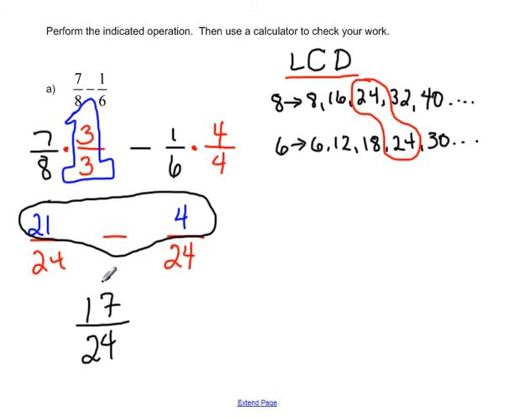I want to stop and just check and say, will this fraction simplify? Because often it will. But when I look at 17 and 24, they don't have any common factors. So I know that's going to be my final answer.